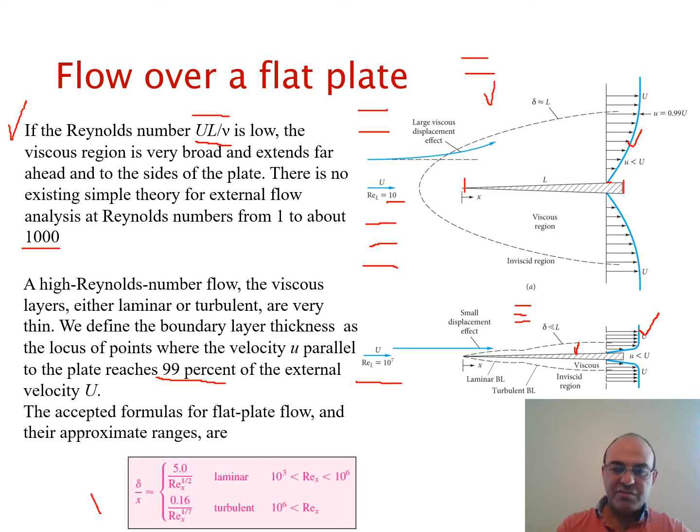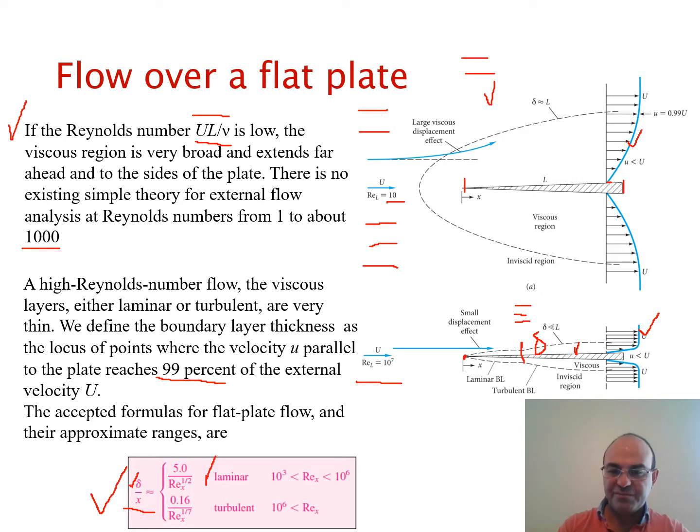We will talk about this in more detail later, but for now, this equation gives the ratio of delta over x. Delta is the thickness of the boundary layer at any given x. Let's say at this point, x is measured from the beginning of the plate, the leading edge. At any x, what's the thickness of the boundary layer? We show it by delta. This delta, the thickness, divided by x, so non-dimensionalized with respect to x, can be found by this equation.